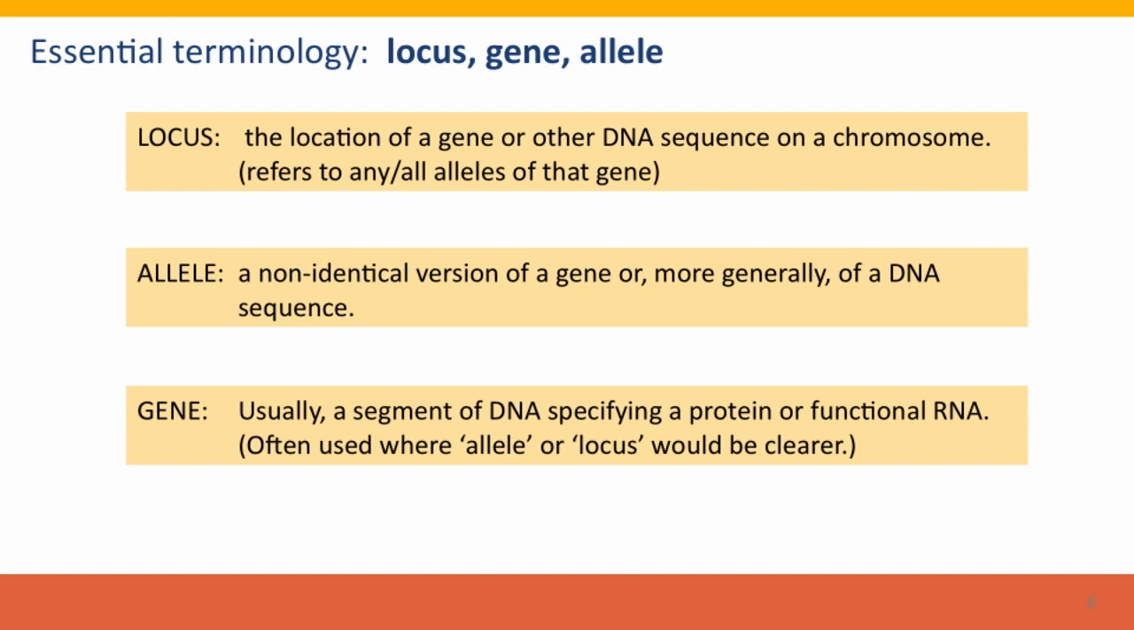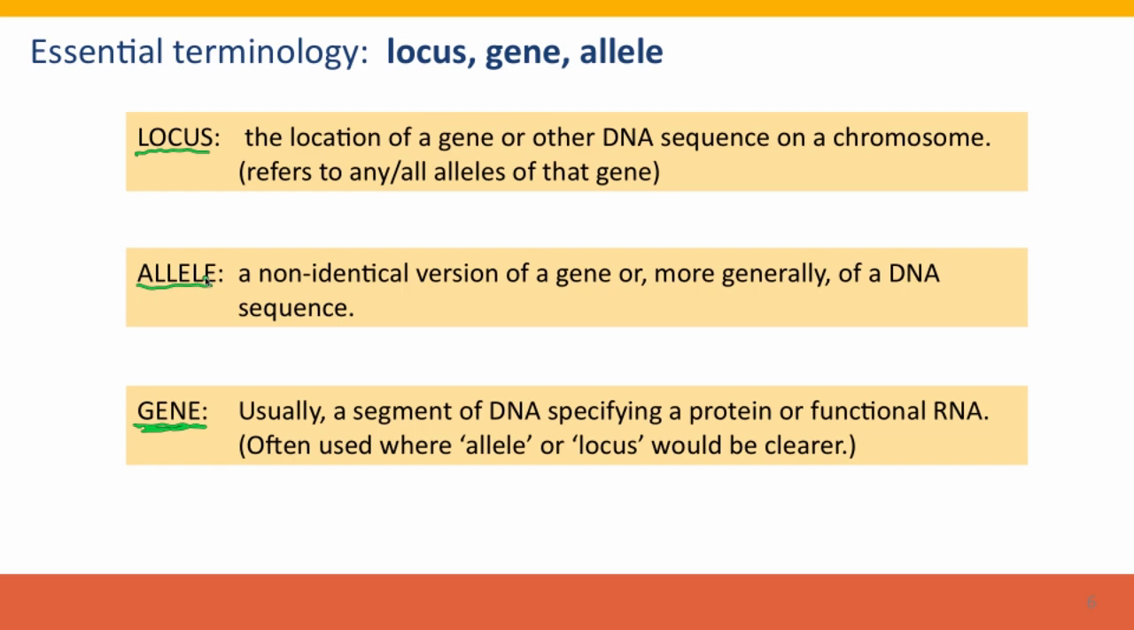Now, I have to introduce some very important terminology that it will be critical that you be able to use clearly. And that is two alternative words that geneticists use instead of the word gene, which we've been using a lot, but actually it can be fairly ambiguous in important situations. And so geneticists have introduced two other terms, locus and allele.